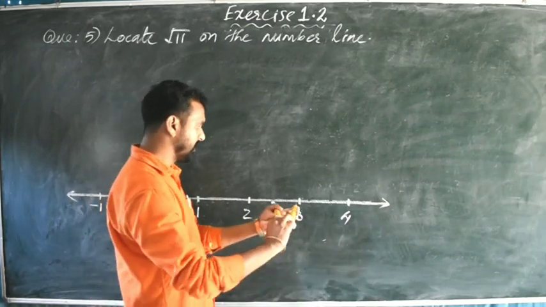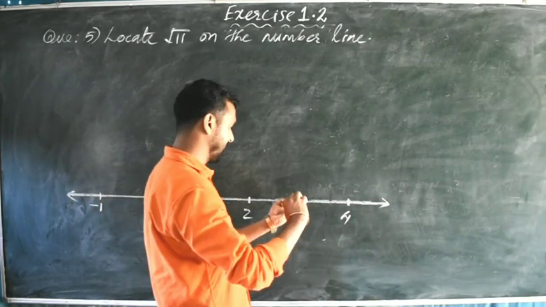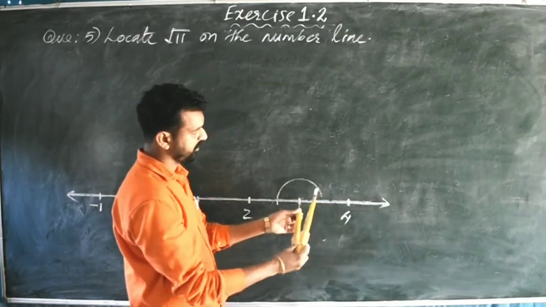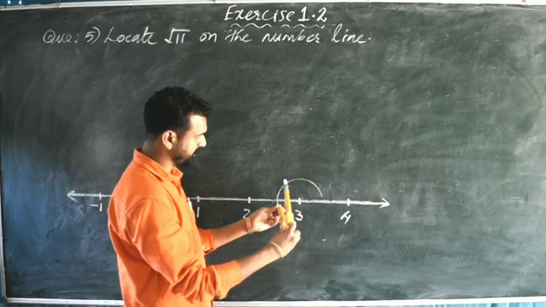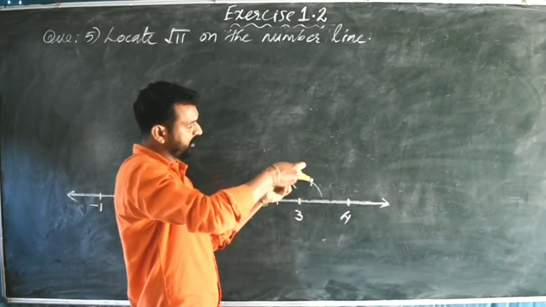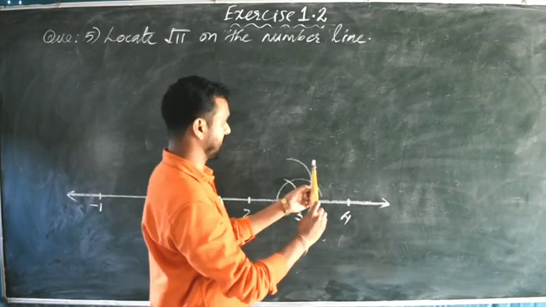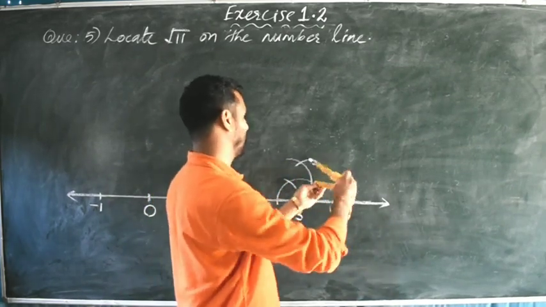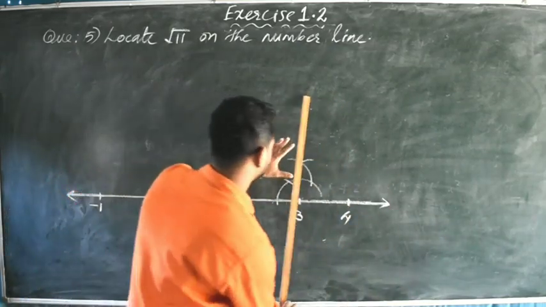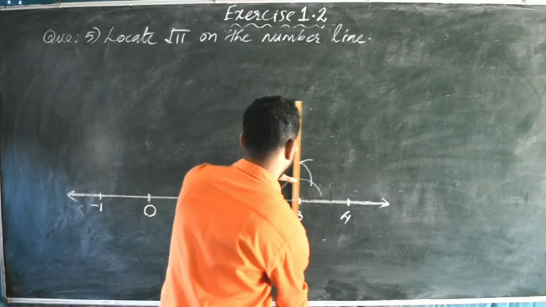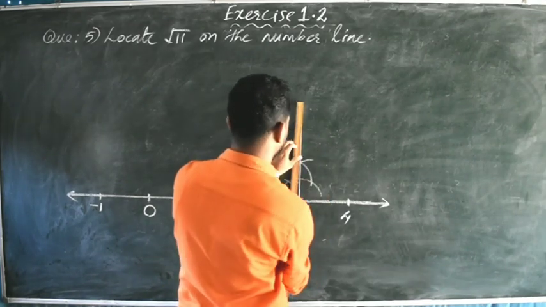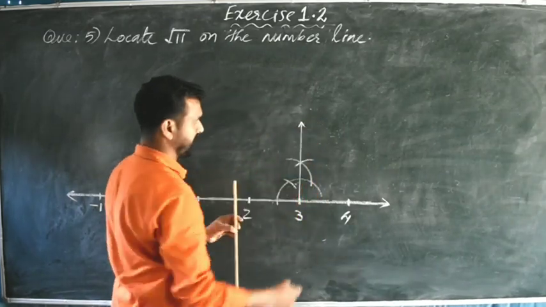So for that, with 3 as center, draw an arc here. Then don't change the radius. With the center of this point, cut it. Again with the center of this point, draw an arc here. Don't change the radius. With the center of this point, cut that arc here. Then join that, and we will get the perpendicular through the point 3. Give an arrow mark there.